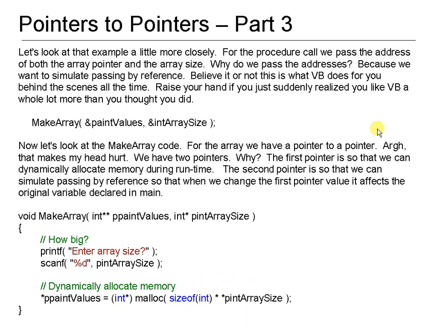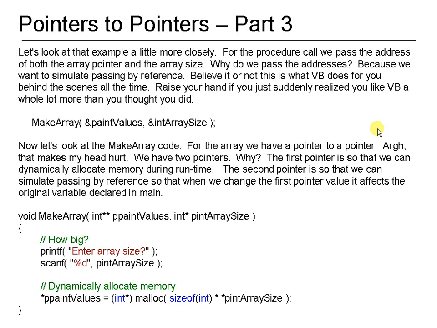So let's look at that example a little more closely. For the procedure call, we pass the address of both the array pointer and the array size. Why do we pass the addresses? Because we want to simulate passing by reference. Believe it or not, this is what VB does for you behind the scenes all the time. Now raise your hand if you just suddenly realized you like VB a whole lot more than you thought you did. I don't know about you, but I got both my arms and both my feet in the air.